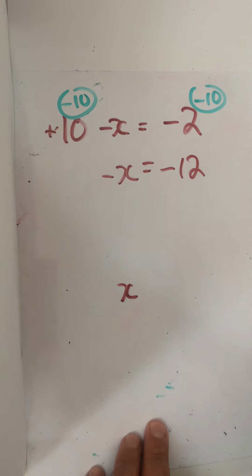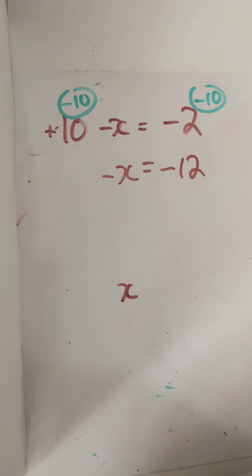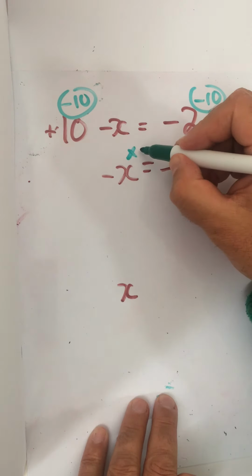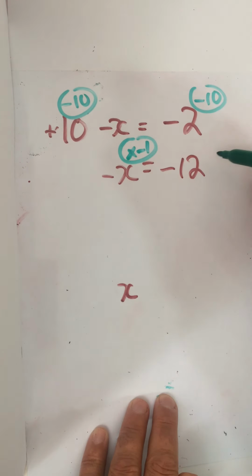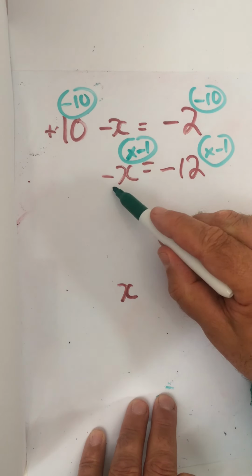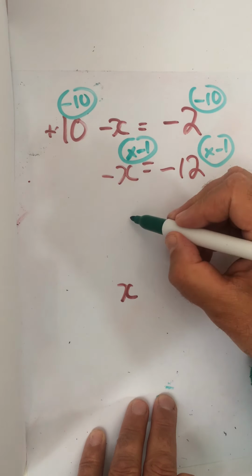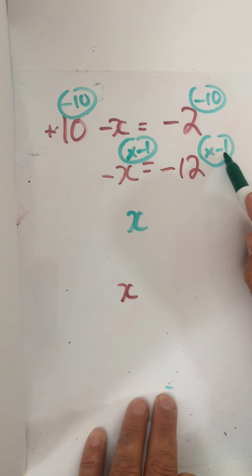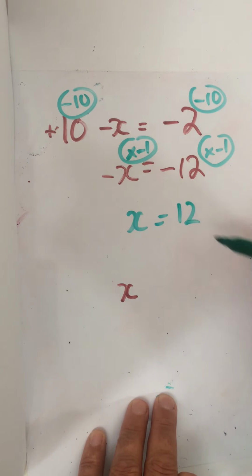Okay. Now I want to turn this negative x into a positive. So all I have to do is times it by minus 1. And I have to do the same on the other side, remember, because it's the balance method. Times by minus 1. Minus x times minus 1 gives me x. Minus 12 times minus 1, a minus times a minus is a positive, x is equal to 12.